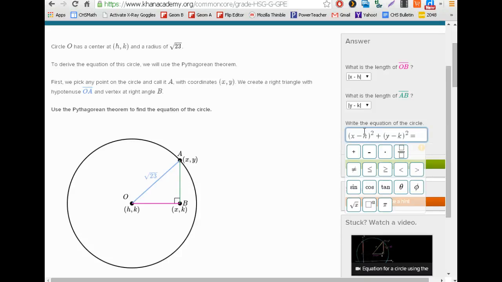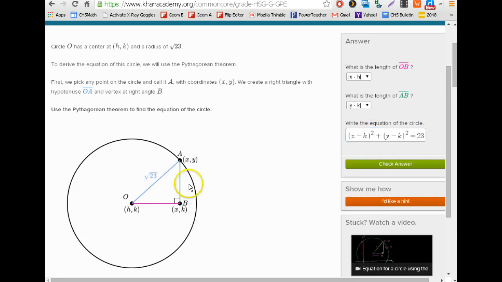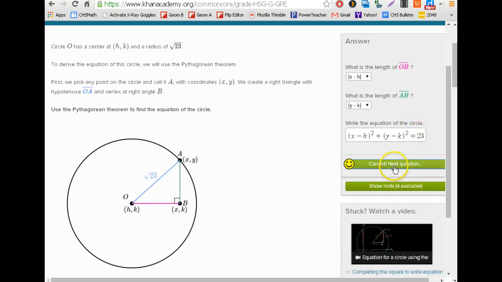equals, now the square root of 23, when I square that, it's just going to turn into 23. Right? Because the square root of 23 times the square root of 23 is going to just turn into 23. So that's how that's done.